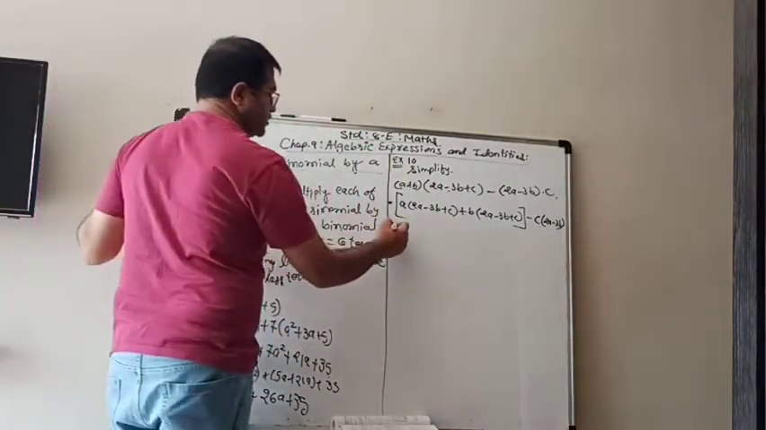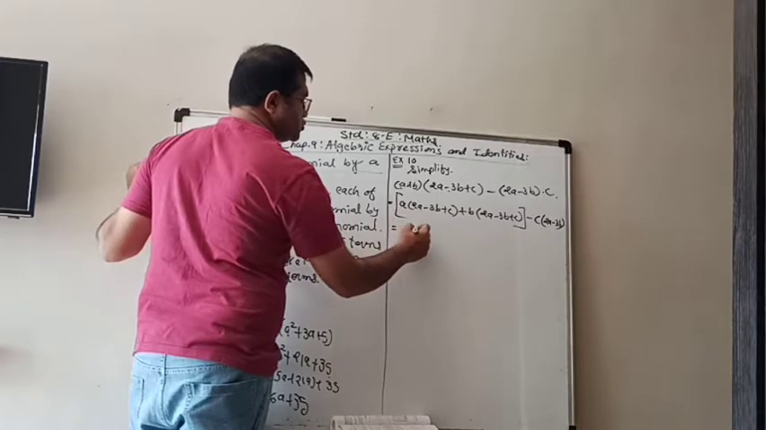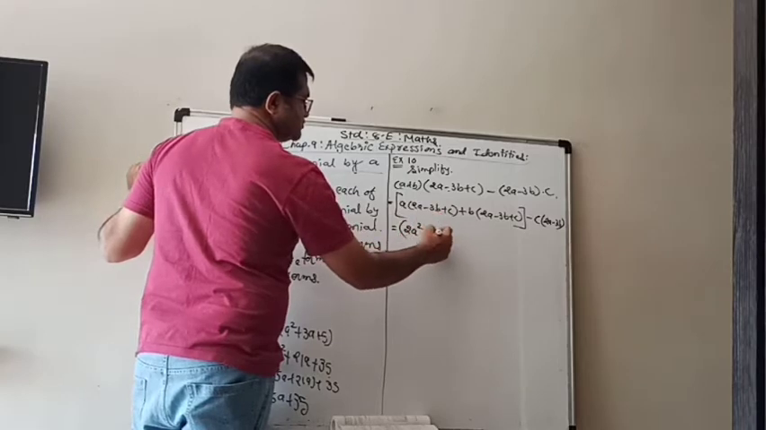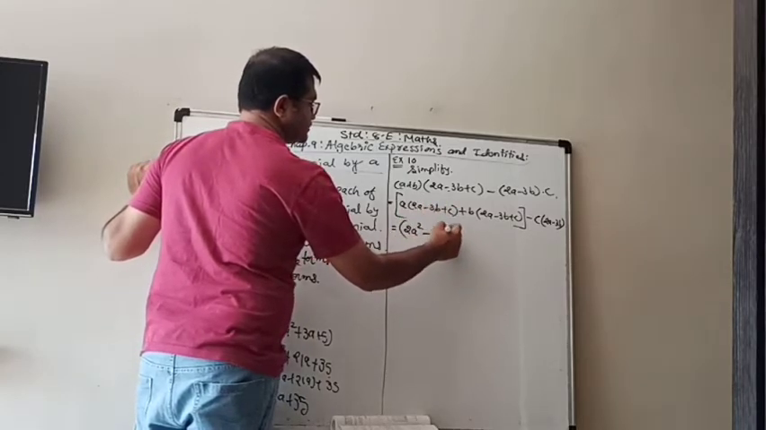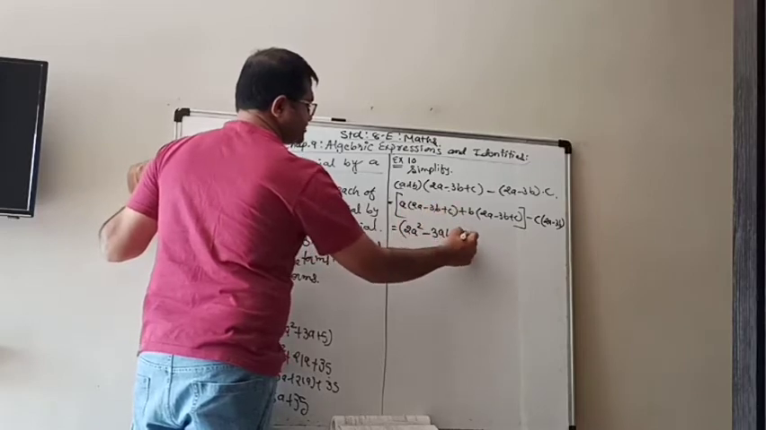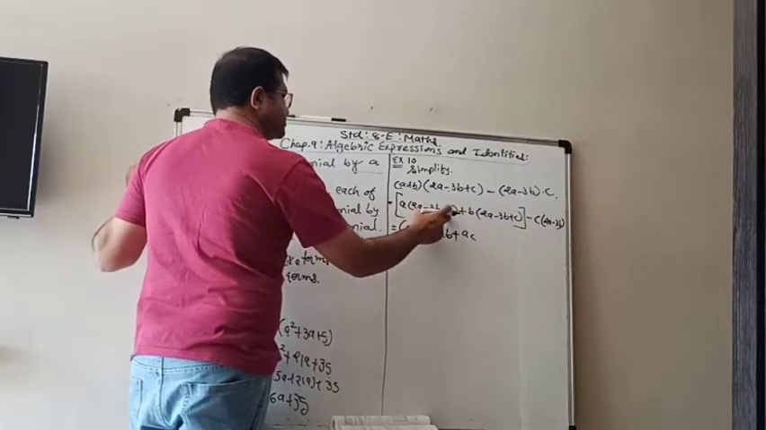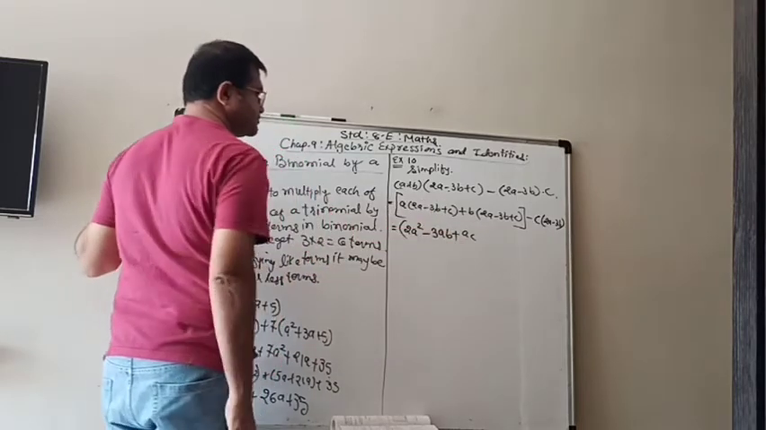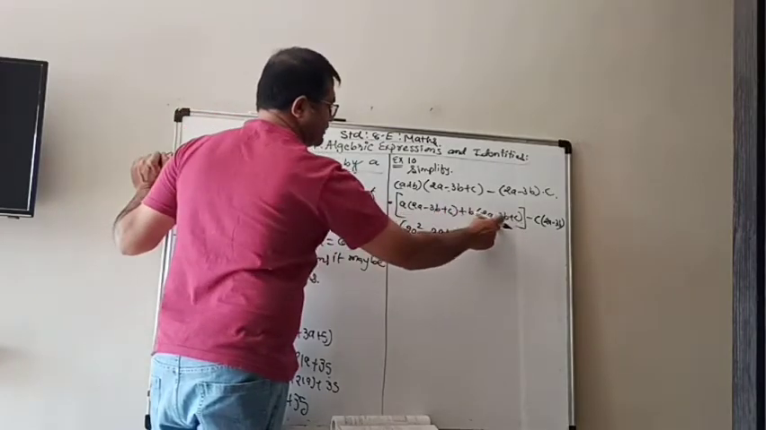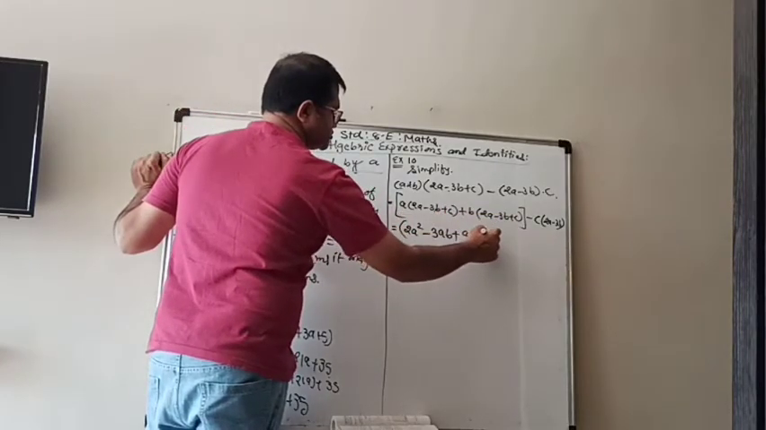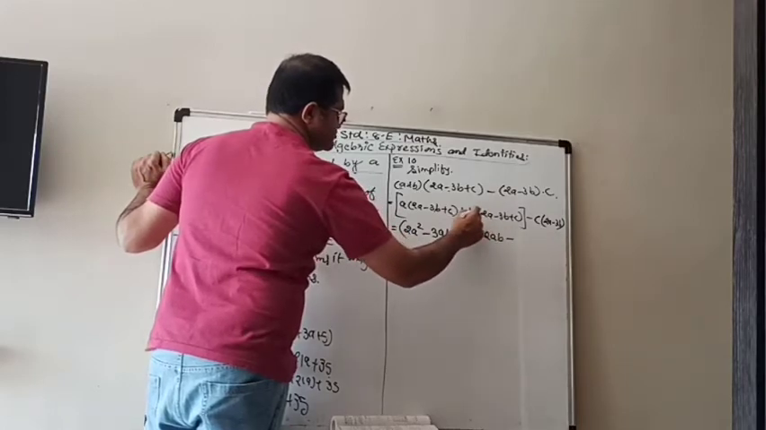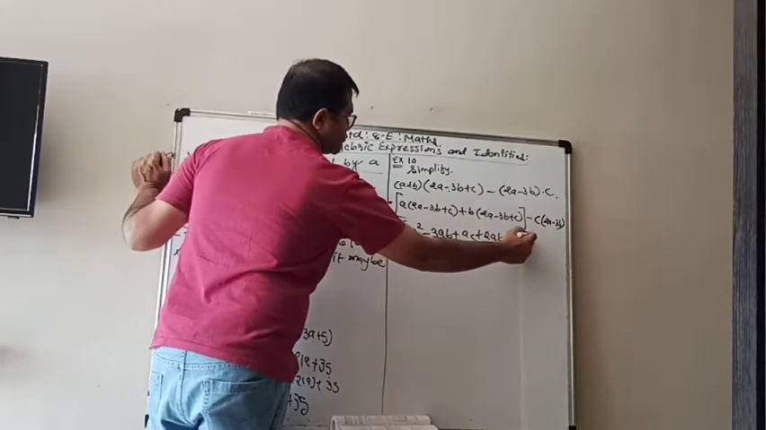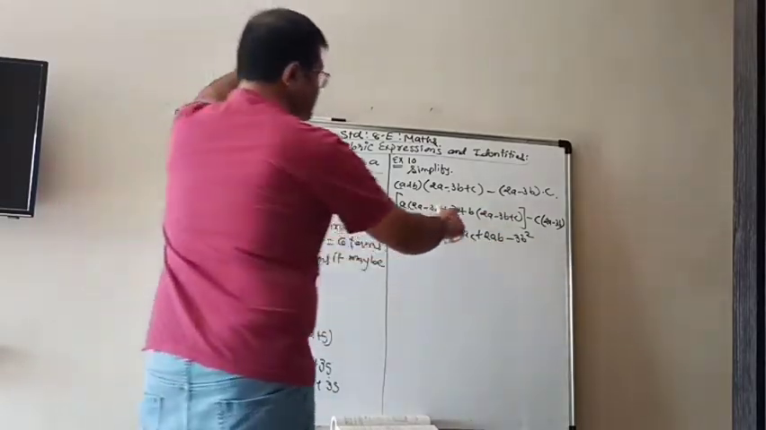Now here a into 2a is 2a square, minus a into 3b, that will be 3ab, plus a into c, ac. So a is multiplied with all the three terms here: 2a square minus 3ab plus ac. Now b will be multiplied with all of them here. So b into 2a is 2ab, minus b into 3b. Why minus? Because here there is a minus sign. So 3b into b means 3b square, and plus bc.